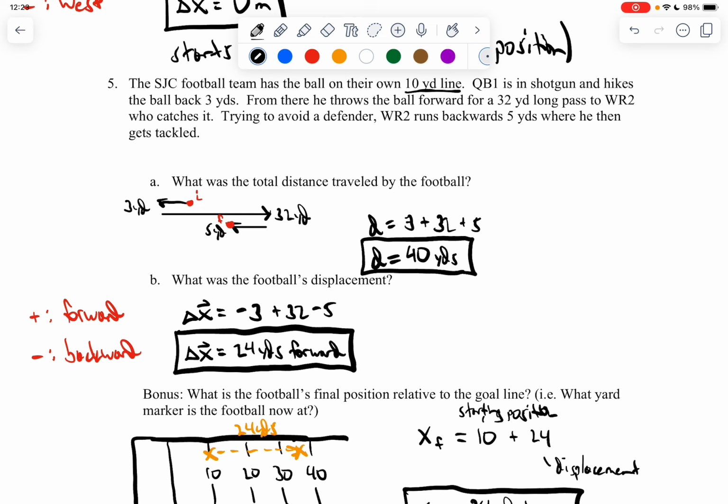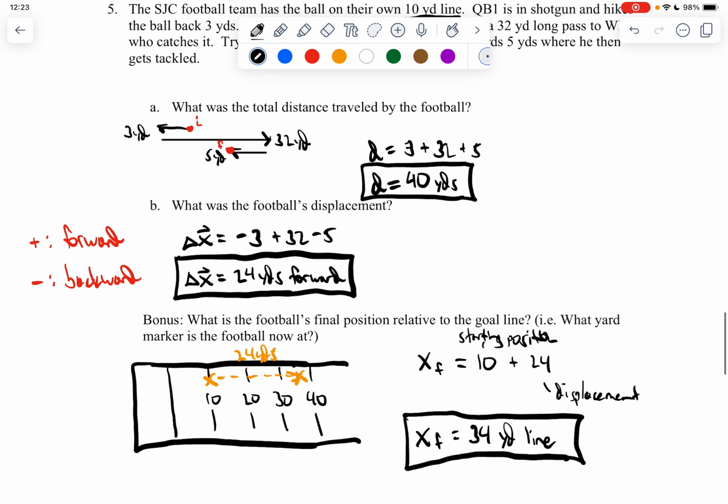Positive just basically means our football has moved forward from our starting point. So if we're trying to then figure out what is our football's final position relative to the goal line, basically we're asking what yard marker does this play end up at. So if our play starts at the 10-yard line, we then gain 24 yards through our displacement. It means we're going to then end up at the 34-yard line where our play will now end.